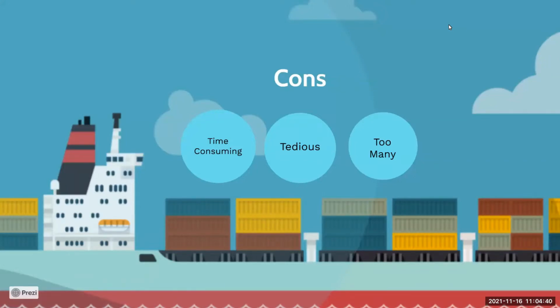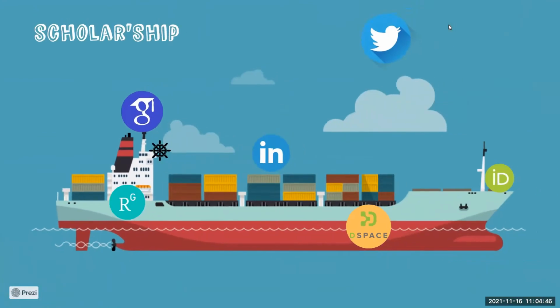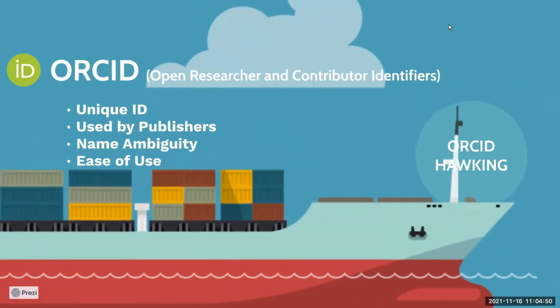I also want to go over a little bit how to make this more manageable. So let's head back to the ship, and we're going to go all the way to the front, to the bow first. I'm pretty sure that's called the bow. It's the ORCID, or ORCID, however you want to say it.